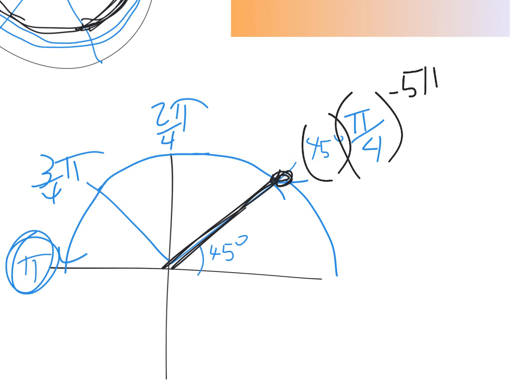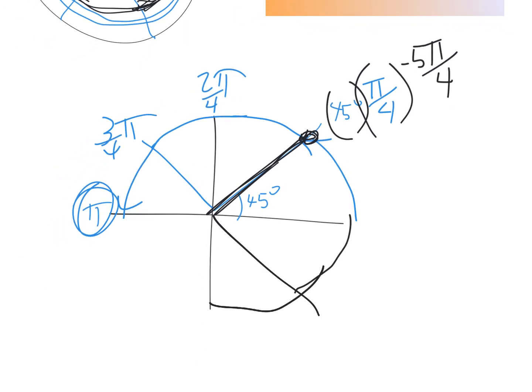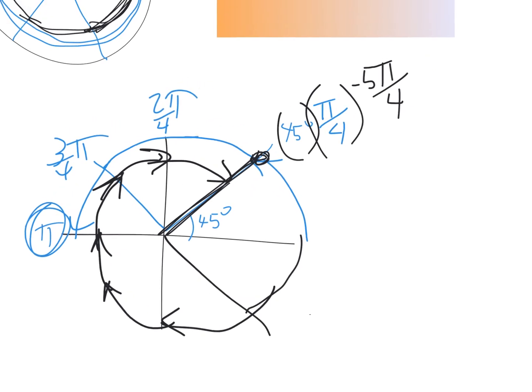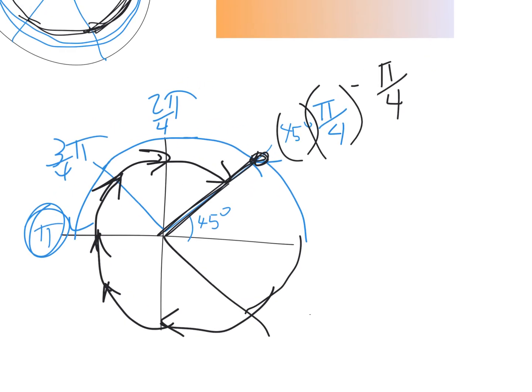-5 pi over 4. I'm going to check you. Here's -1 pi over 4. Here's -2 pi over 4. Here's -3 pi over 4. Here's -4 pi over 4. Here's -5 pi over 4. So you have to go all the way to... We need to keep going. So this is -6 pi over 4. This is -7 pi over 4. Hint, would you agree that if you just went one more step, it would be -8 pi over 4, which would be right back to that spot?